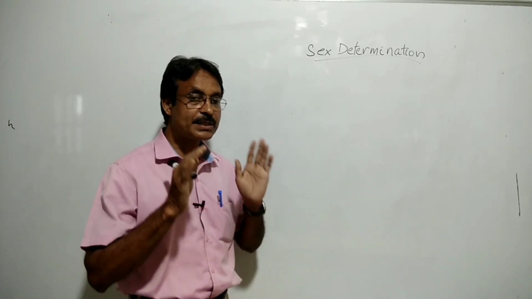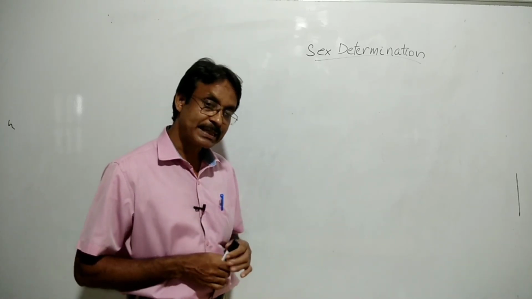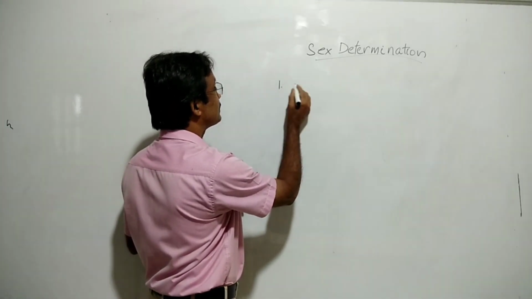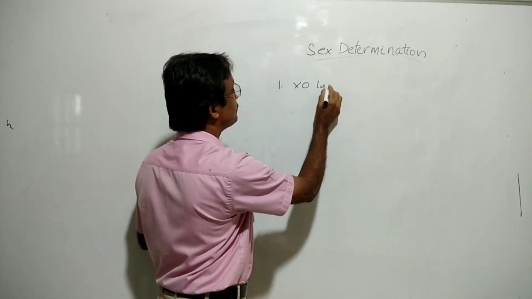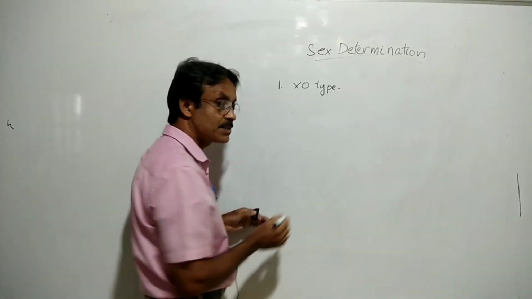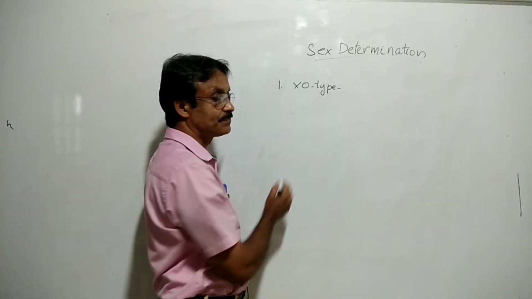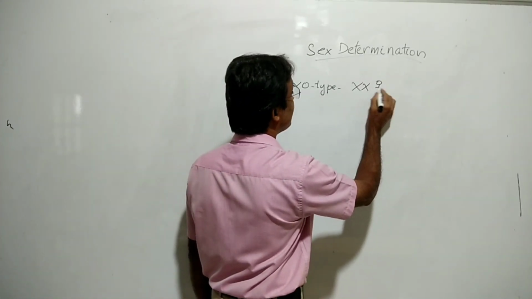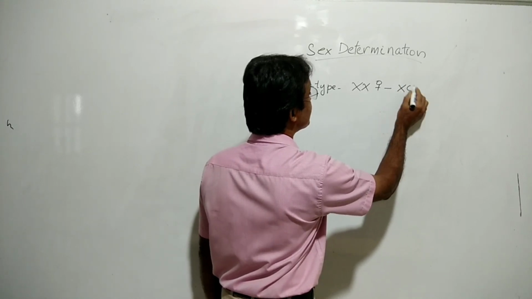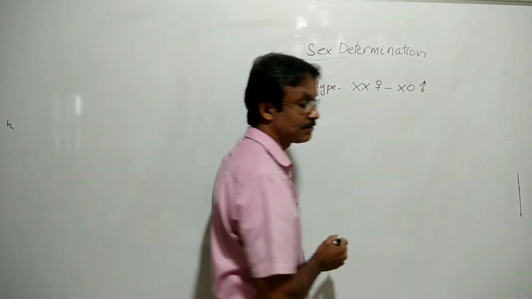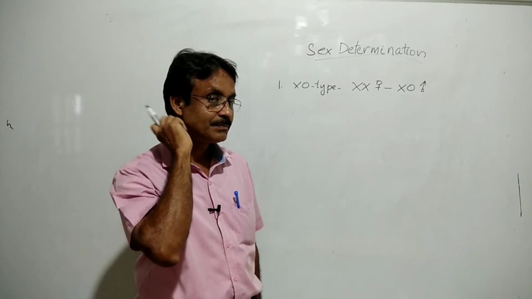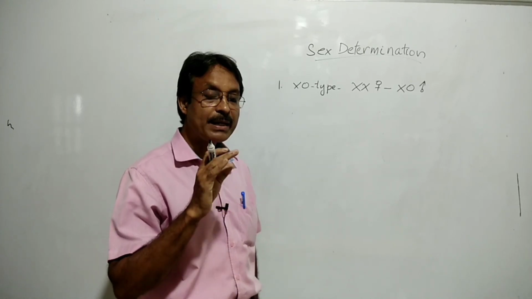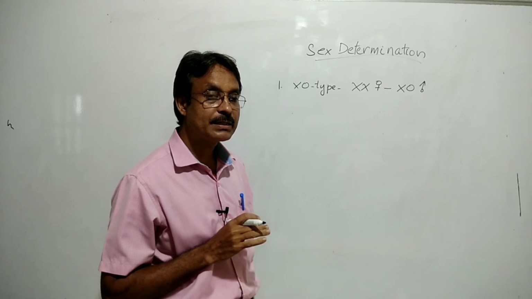There are three types of sex determining mechanism. One is the X0 type, or the XX female and X0 male mechanism. This sex determining mechanism is present in many insects, including the grasshopper.